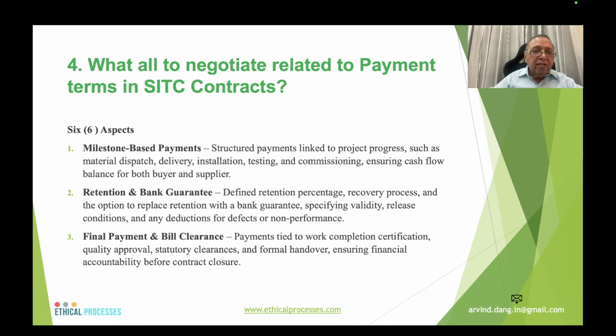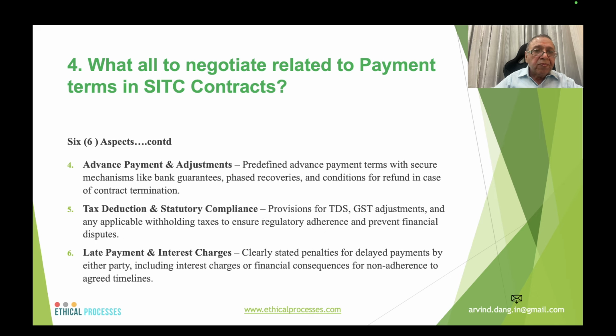that. Retention and bank guarantee, defined retention percentage, recovery process, and option to replace retention with a bank guarantee, specifying validity, release conditions, and any reduction for defects or non-performance. This is particularly important in case the contractor is overseas based. Final payment and bill clearances, payment tied to work completion, certification, quality approval, statutory clearances, and formal handover, ensuring financial accountability before contract closure.